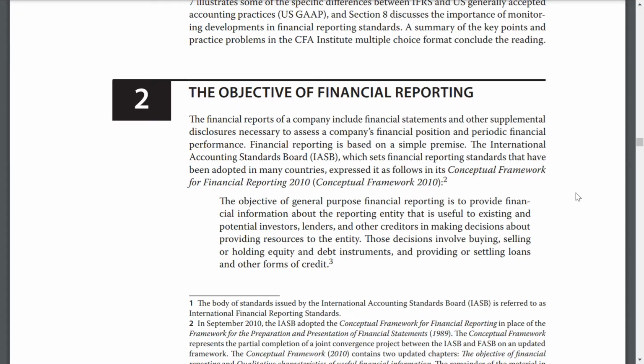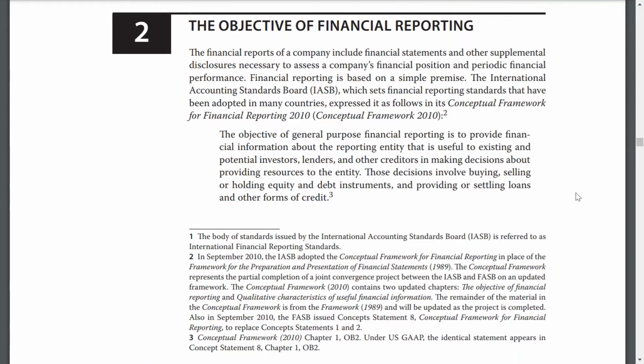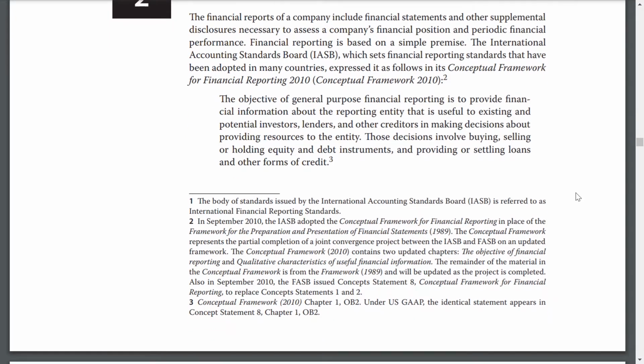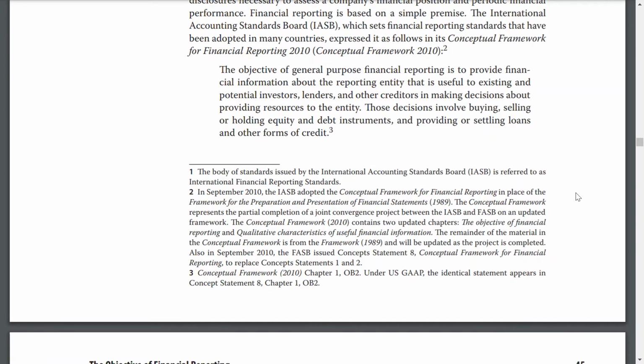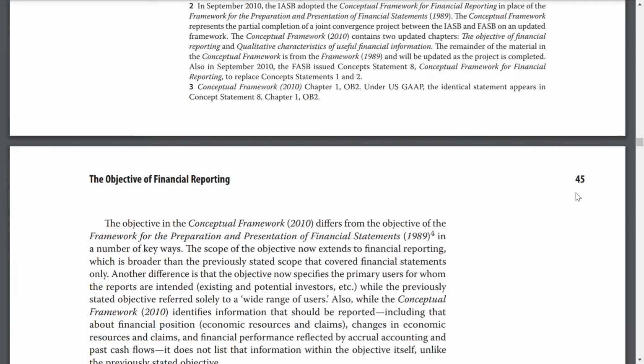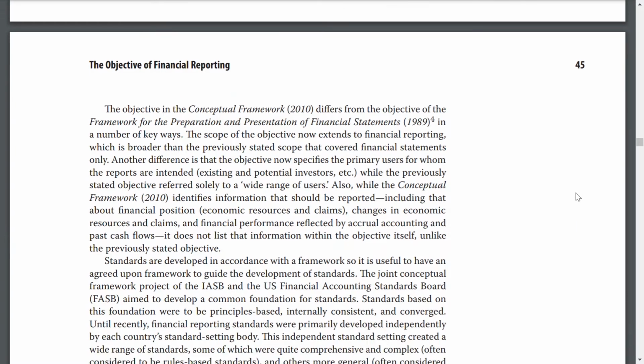The objective of general purpose financial reporting is to provide financial information about the reporting entity that is useful to existing and potential investors, lenders, and other creditors in making decisions about providing resources to an entity. These decisions involve buying, selling, or holding equity and debt instruments, and providing or settling loans and other forms of credit. The objective of the conceptual framework differs from the objective of the Framework for the Preparation and Presentation of Financial Statements in 1989 in a number of key ways.